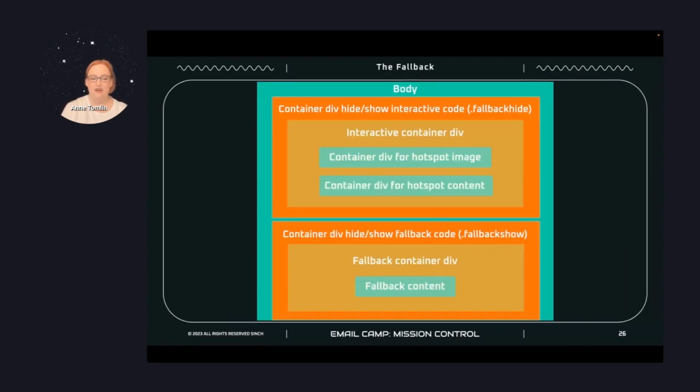This is the structure of our email. Inside the body, we have one container div placed on top of the other. The first container holds the interactive code, and beneath it is another container div that holds all the fallback content. We have to make sure that each email client is served the correct content container, and we'll do that with the fallback hide and fallback show classes.